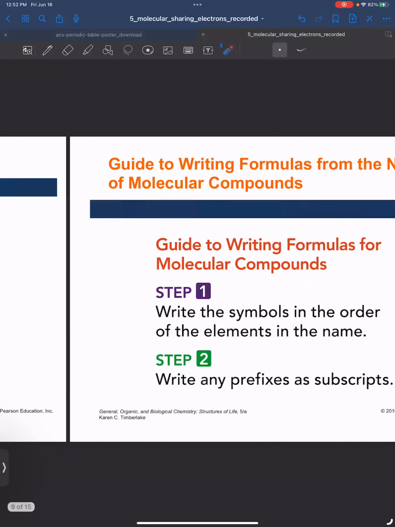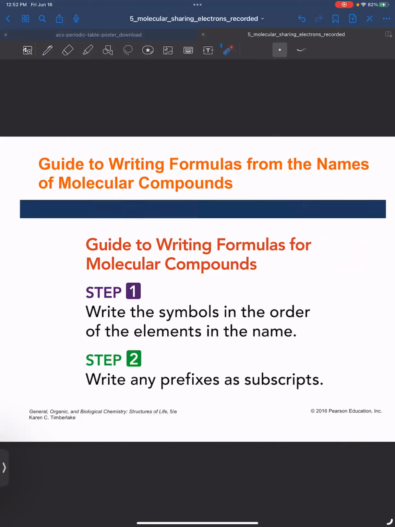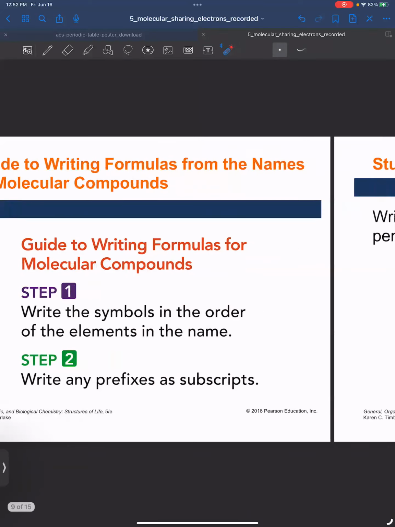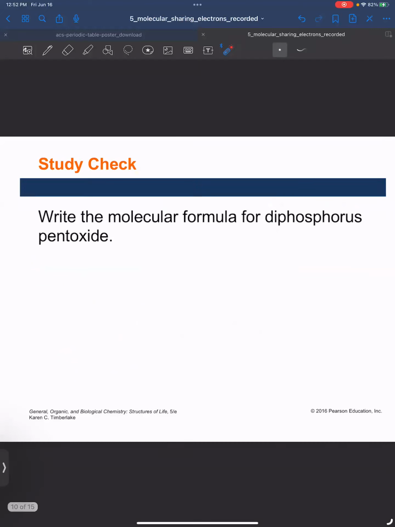All right, here's the guide to writing formulas from the names of molecular compounds. If you have the molecular compound name, to write the formula, first write the symbols in order of the elements in the name, and then write the prefixes as subscripts, since they indicate the number of atoms for that covalent compound. I want you to go ahead, try to do this one on your own first, and then check your work with me when you're done.